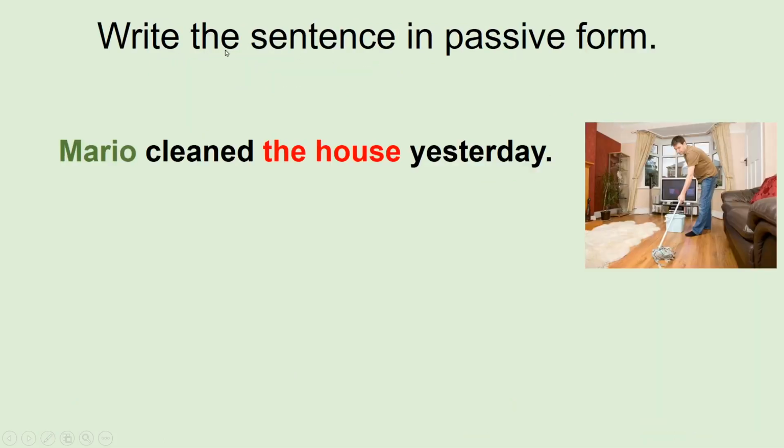So now we're going to write this sentence in passive form. Mario cleaned the house yesterday. In passive sentences, we don't care about the doer. We care more about the object. So in this case, we're going to start with the house. And then, do you remember the structure? The house was cleaned yesterday.